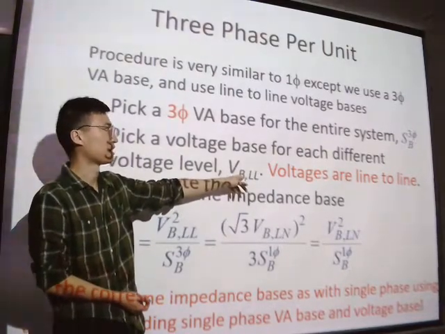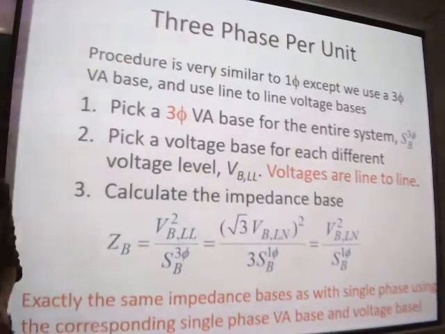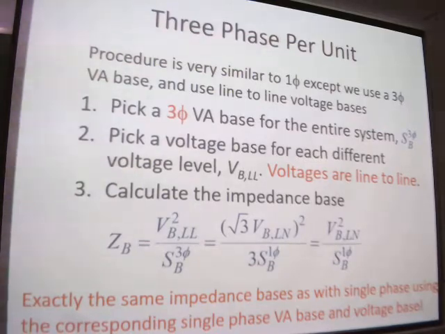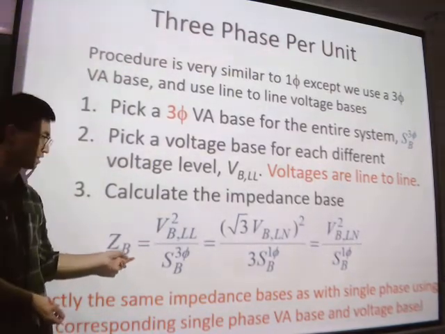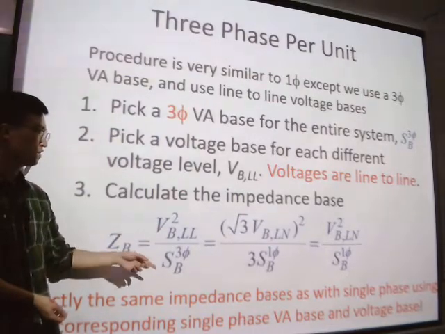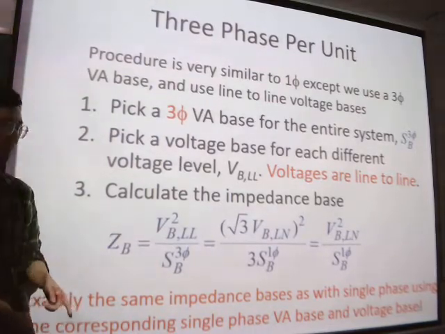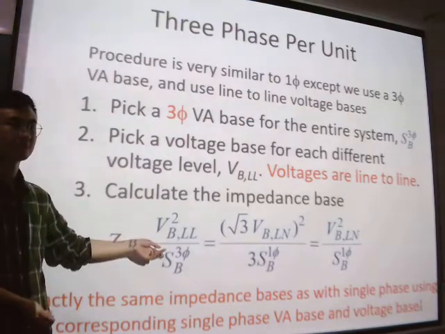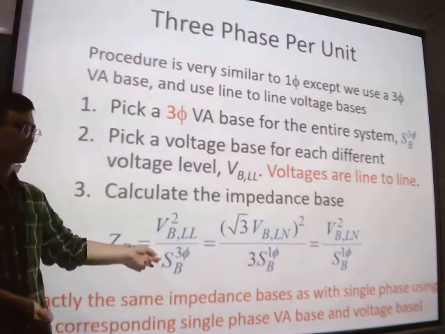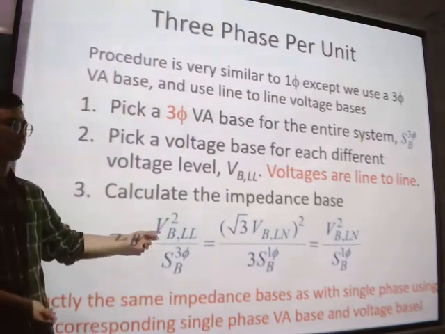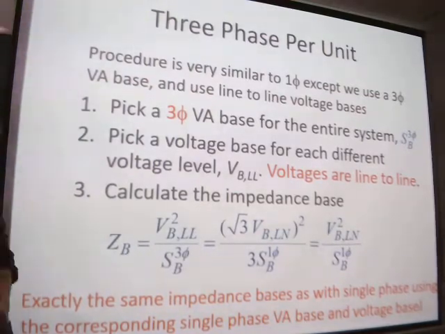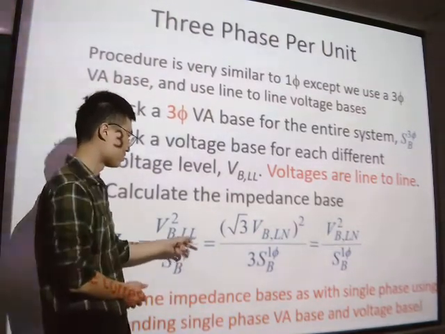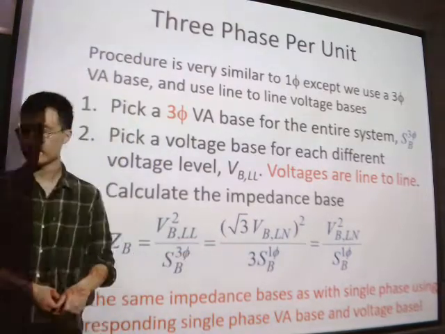Please notice that there will be the line-to-line voltage here, and then I can make the impedance base. So Z base equals V squared divided by S. So the formula is the same as in the single phase. Okay, so here is the line-to-line voltage.